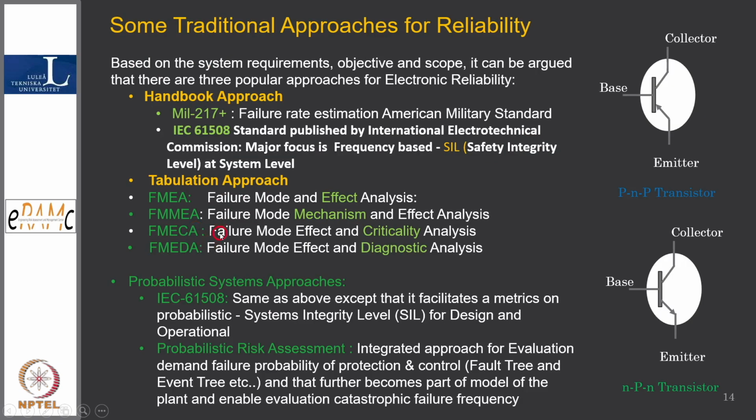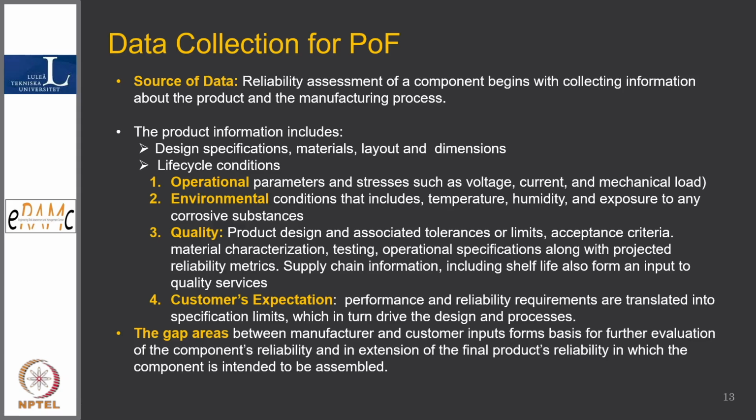Then life cycle conditions. What are life cycle conditions? One is operational. Operational loads are like, suppose there is an electronic card in an instrumentation rack, and that card has been designed mil grade. It is a mil grade card, so ground benign condition. Ground benign condition means temperature, humidity, which comes under the environmental condition: temperature, humidity and exposure to corrosive substances.